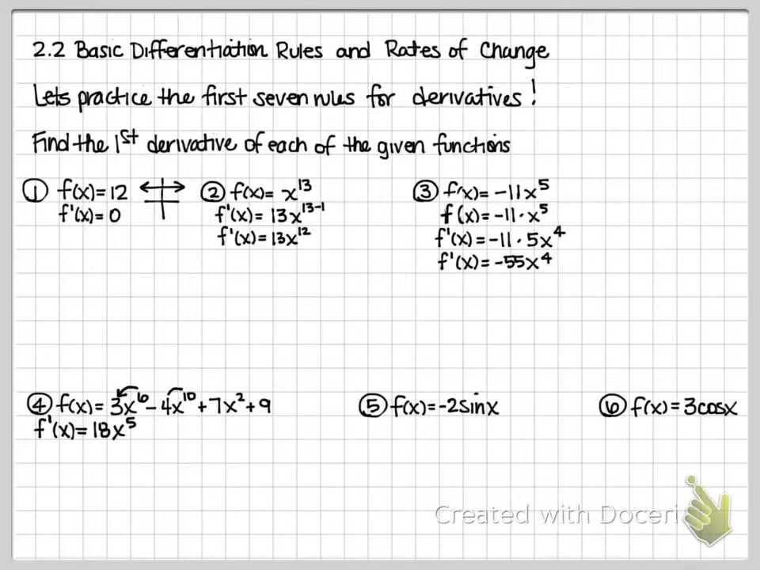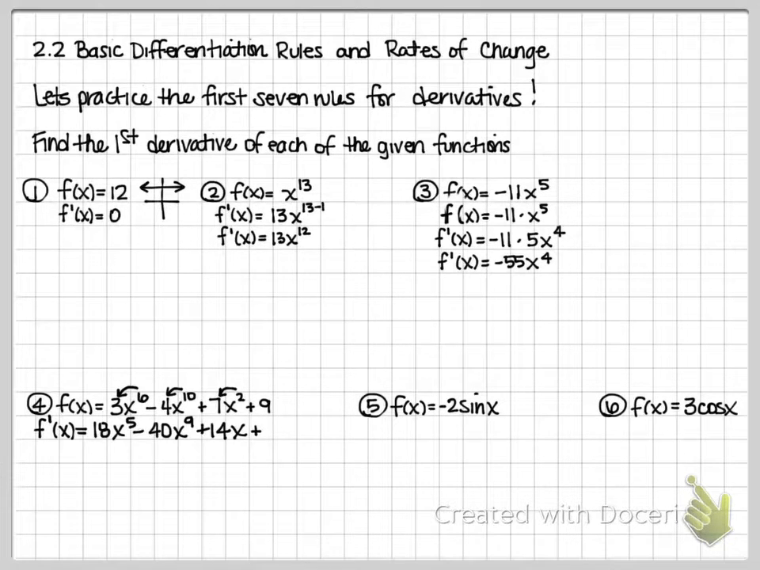I'm going to do the same thing with the next one. So I get a negative 4 times 10, which is 40. My x loses a power, goes down to a 9. Likewise with the 7x squared, that's going to give me a positive 14. My x squared loses a power, and when I do that, it's just going to be x to the 1. I don't really need to write that because x to the 1 is just x.